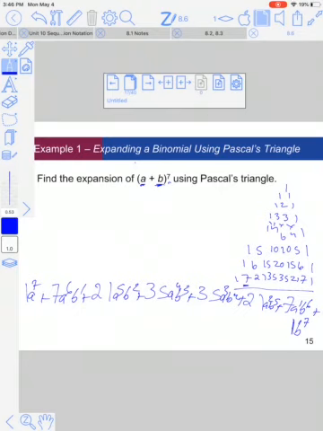All right. Now there is another way to do that. I'm going to show you that in the next video. So, hope you enjoyed Pascal's triangle. We're going to show you the next one called binomial expansion using something else.